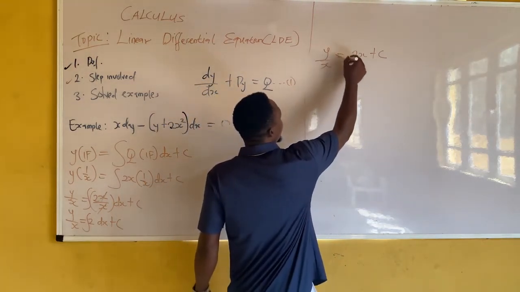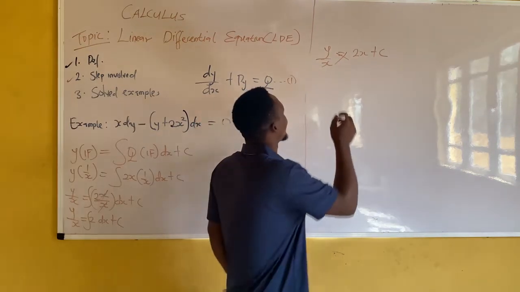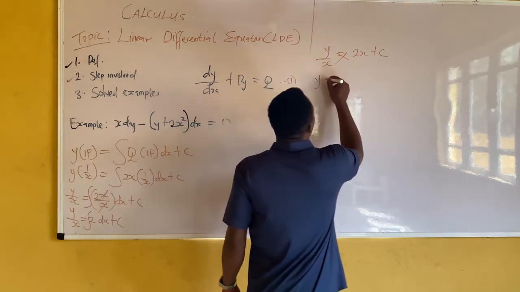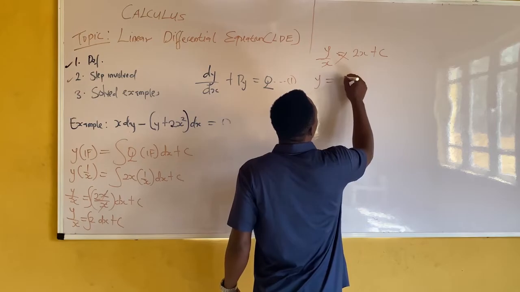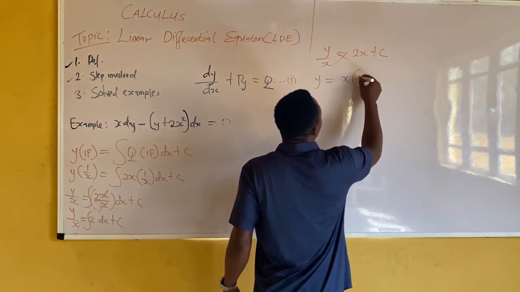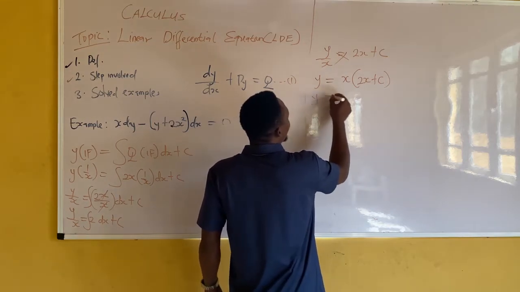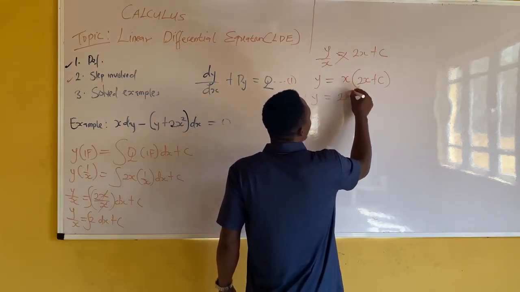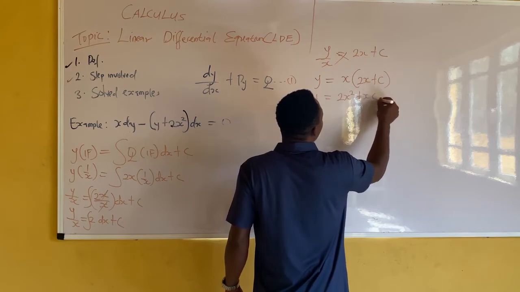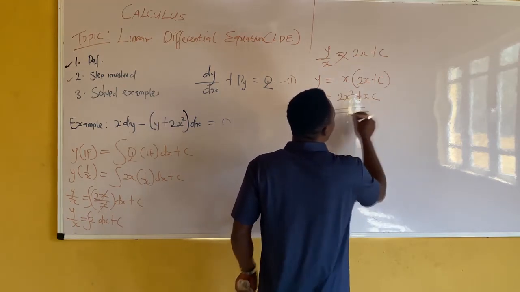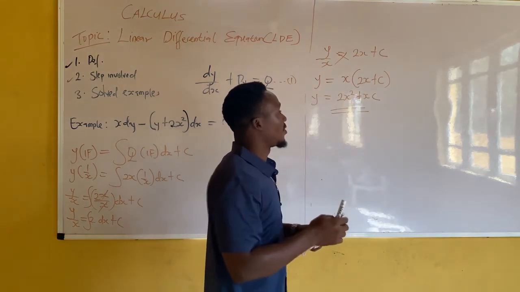To make our y subject, we cross multiply. y equals x into 2x plus c. And y equals 2x squared plus xc. And this is our final solution to the question given.